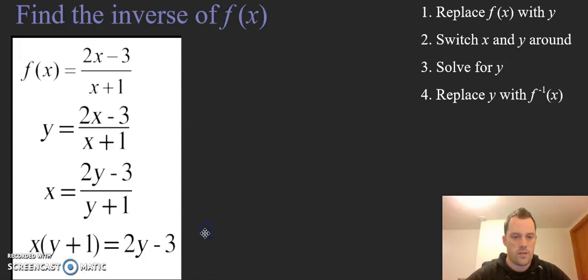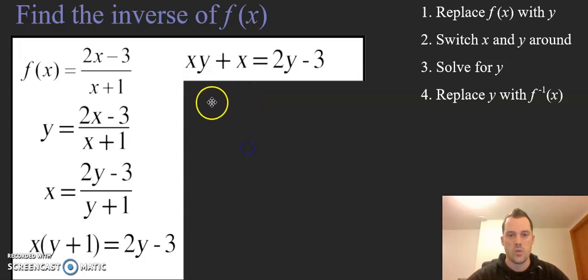Okay, so we get this here. And now I wouldn't get too hung up on trying to combine these y's. Just think of when you're solving or simplifying, what are some steps that come to mind? Well, here I see parentheses, so I can think to distribute. So we get xy plus x equals 2y minus 3.